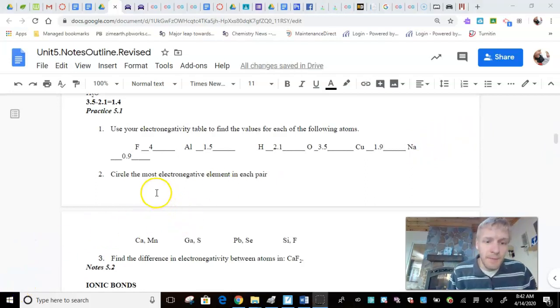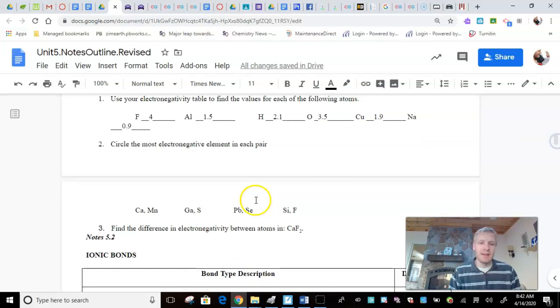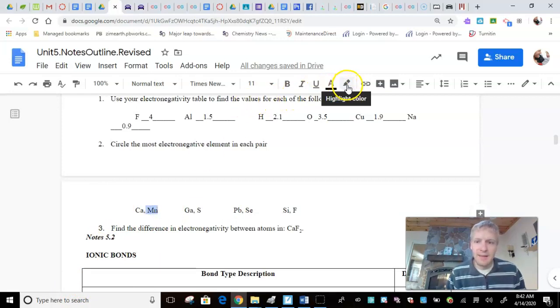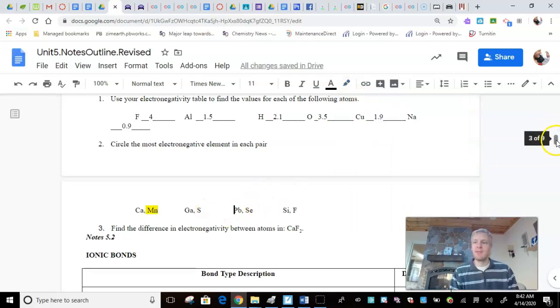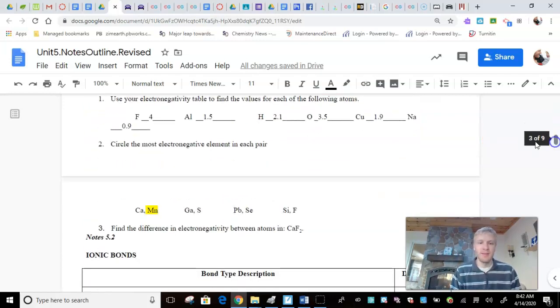All right, number 2, circle the most electronegative element in each pair. We got calcium and manganese. So calcium is right here, and manganese is right here. So 1 versus 1.5 looks like manganese is the more electronegative entity. So I'm just going to highlight that. There it is. Then we got gallium versus sulfur. Gallium is 1.6, sulfur is 2.5. 2.5 is definitely the more electronegative entity.